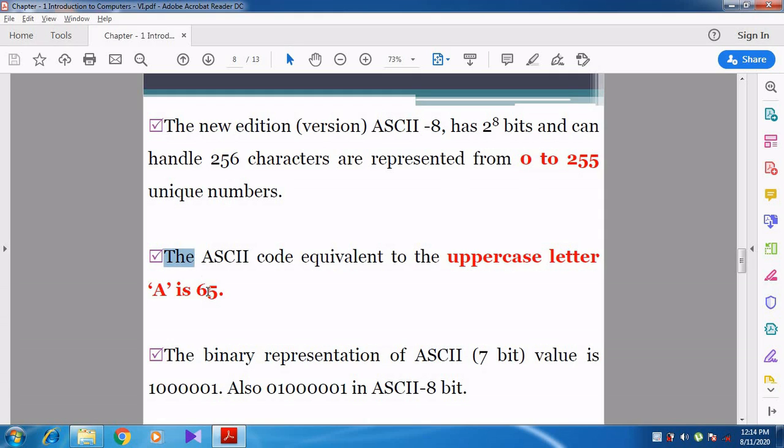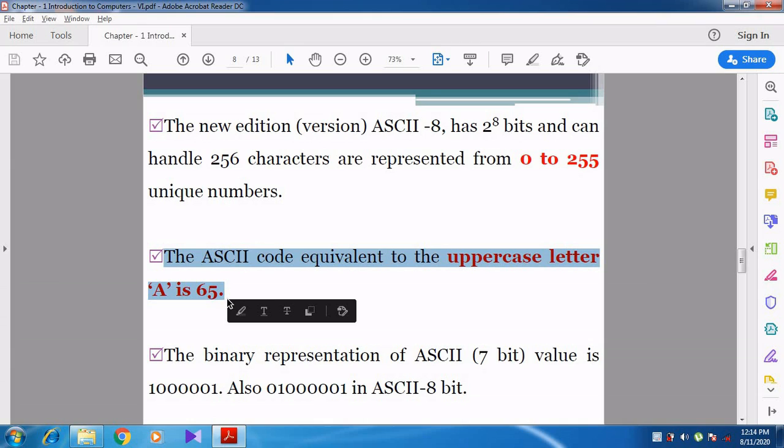Then the ASCII code equivalent to the uppercase letter A is 65. So what is the equivalent character for capital A? The ASCII value given for capital A is 65. Then capital B is 66, capital C is 67. Like that they are given. So 65, 66, 67, like that it goes on up to 90. Capital Z completes at 90.